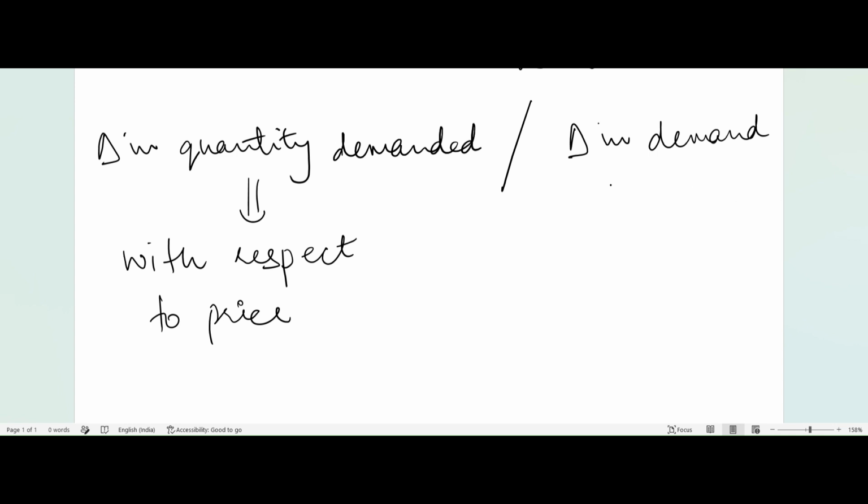So always remember, whenever I use the terminology change in quantity demanded, it is with reference to the change in price. Change in demand is used when we are considering the change in all other factors except price.